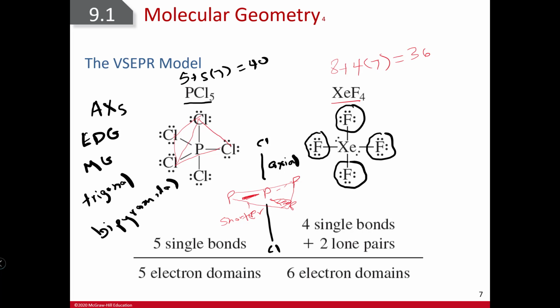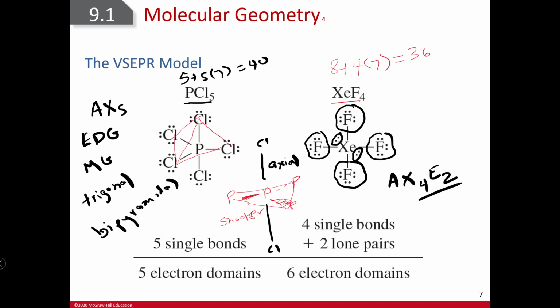Well, we learned in Chapter 8, any extra electrons, these are non-bonding pairs or lone pairs, are assigned to the central atom. So any extra electrons that you have should always be assigned to the central atom. So this one would be AX4E2. 6 things coming off the central atom.